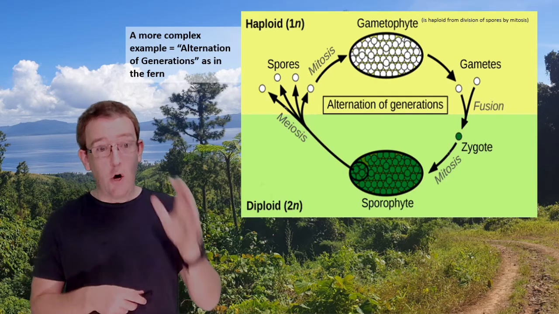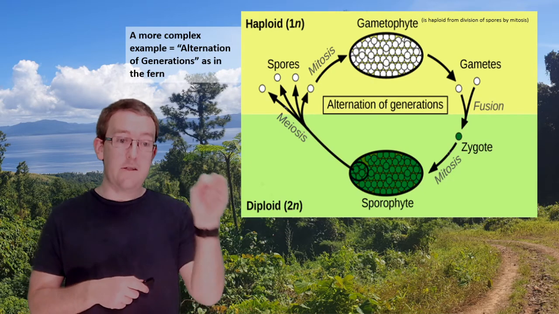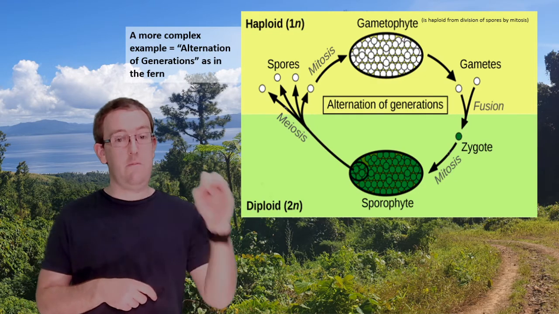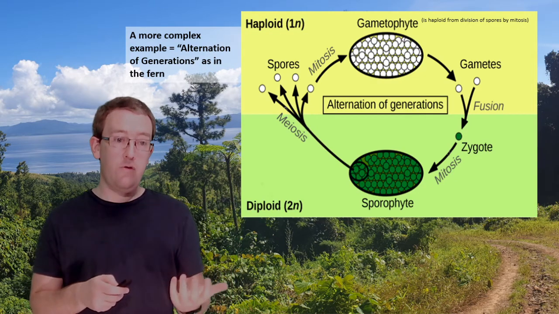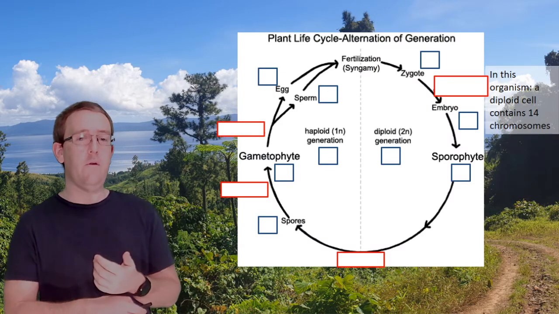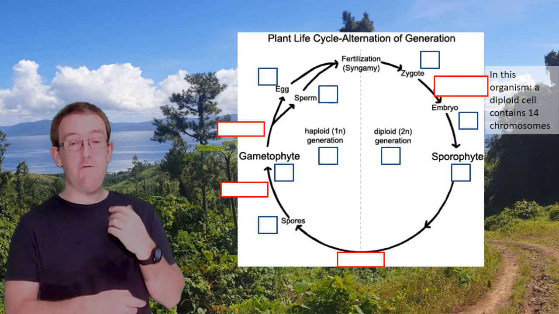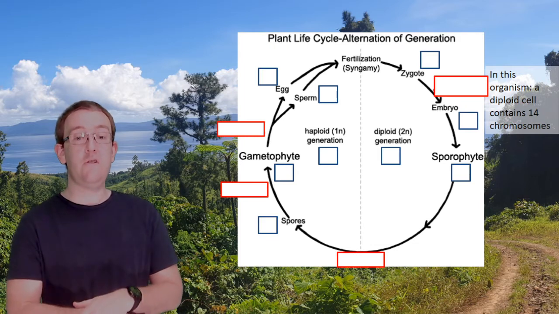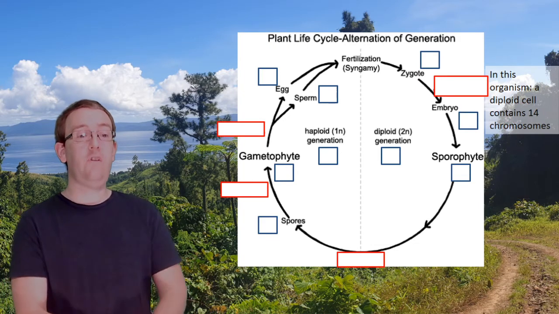And a really common exam question could be to identify where meiosis and mitosis are taking place in an unusual life cycle. So let's have a look at a couple of those now. So what I want you to do is pause the video at this point here. This is an organism. Please read the bit at the side there. It's an organism whose diploid cell contains 14 chromosomes.